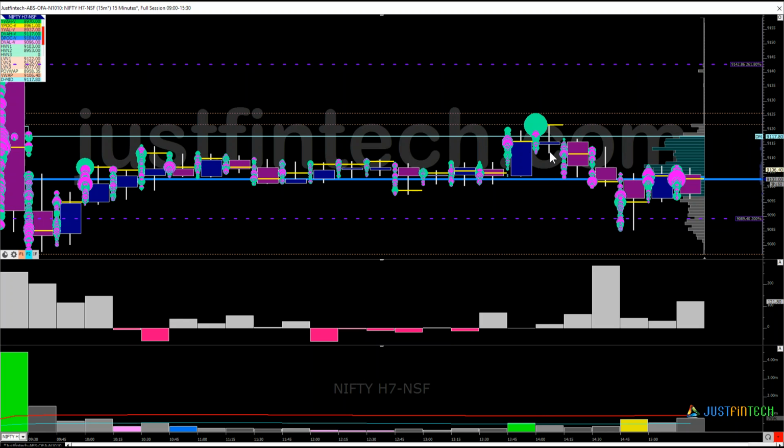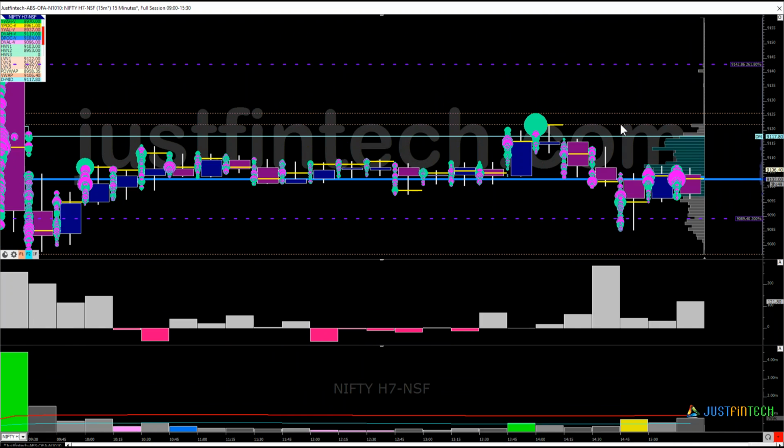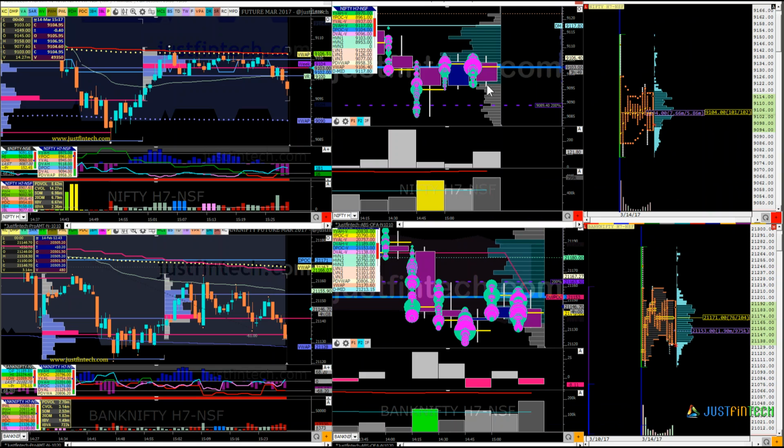We have a bar that has closed into the previous bar's range, and then finally the prices are marked down. And a lot of activity happening in the 9100 zone. So we'll have to watch that range closely, because that entire range might become a support or a resistance for coming days.